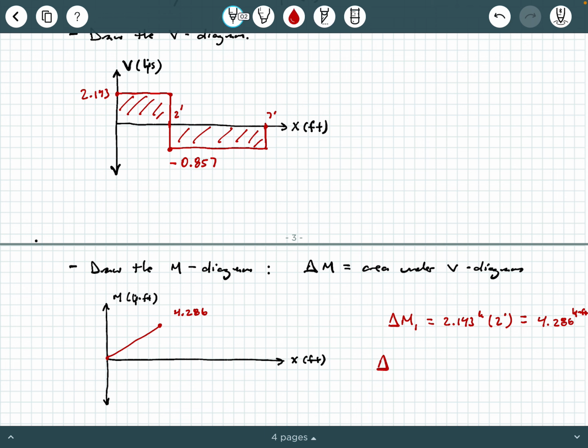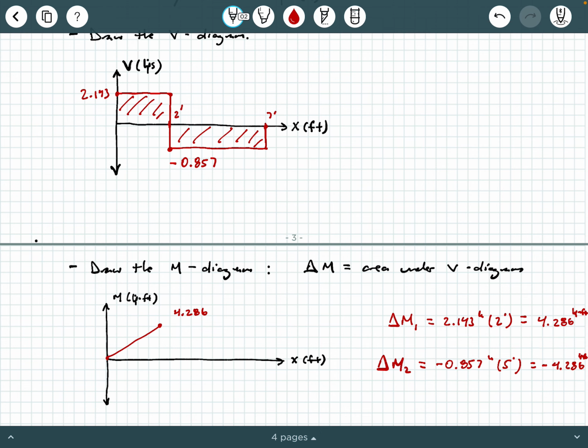So I'm going to say delta M2, the change in moment of the second piece, is going to be negative 0.857 kips times 5 feet. What do we think that's going to be? Well, hopefully, it's the same value we just calculated, but a negative version of it, right? So we're going to say negative 0.857 multiplied by 5 feet. And sure enough, I get a negative 4.286 kip feet, okay?